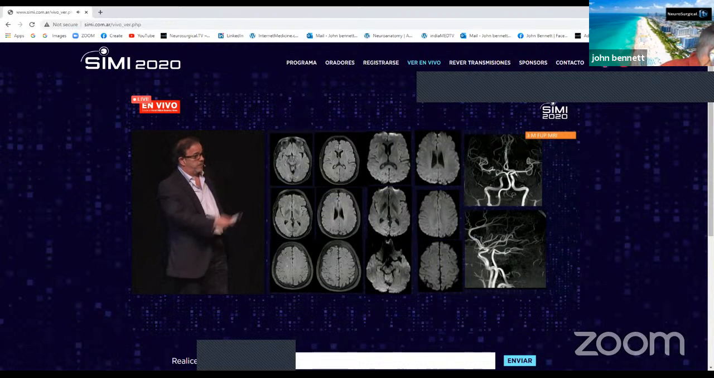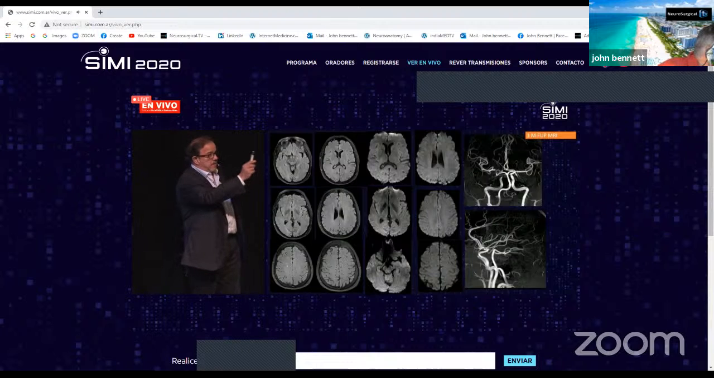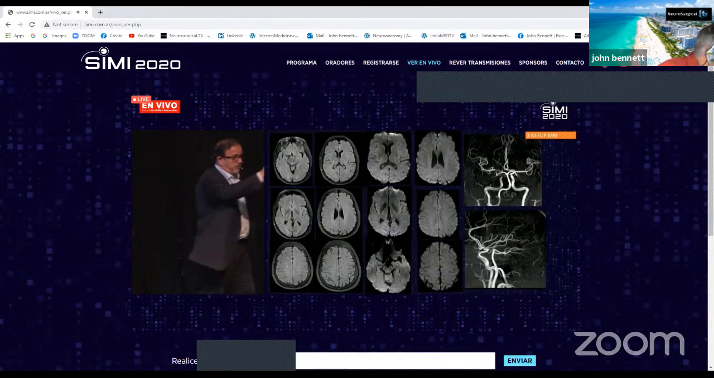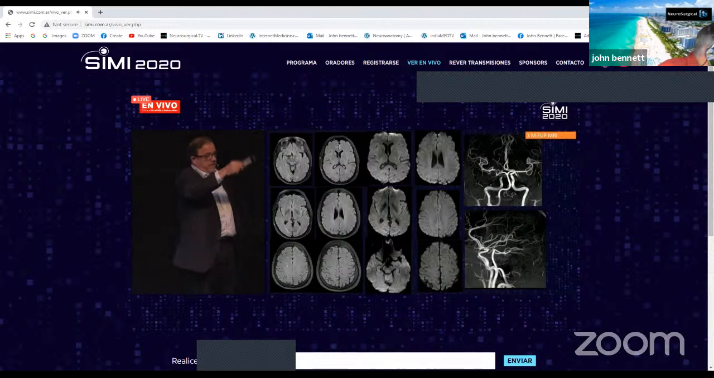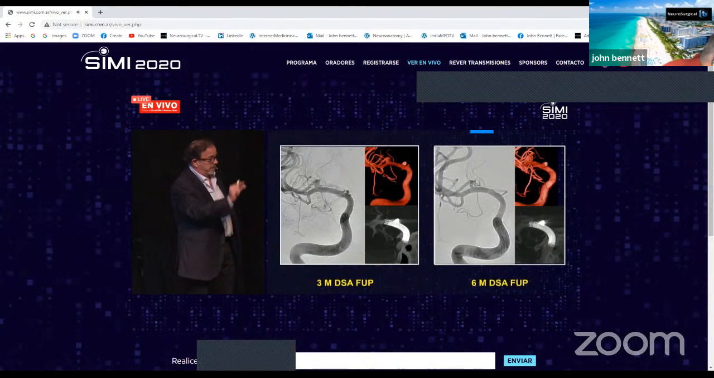de control a los 3 meses con la resonancia magnética a los 3 meses y la angiorresonancia. Lo que ven allá es un defecto en el flujo provocado por 2 o 3 Pipelines telescopados, y esa es la angiografía tridimensional arriba y el Vaso CT abajo, donde se ve la perfecta reconstrucción endovascular de la carótida supraclinoidea y los coils colocados a los 3 meses, a los 6 meses con la oclusión completa del aneurisma.